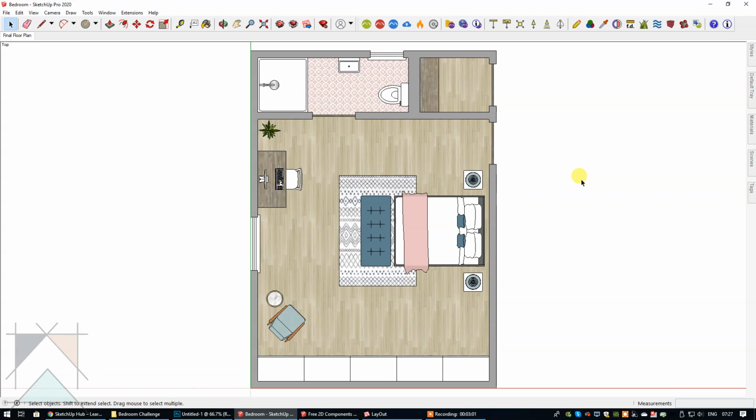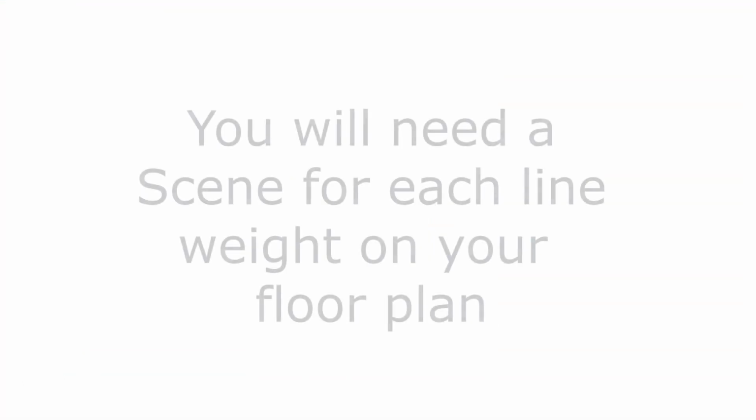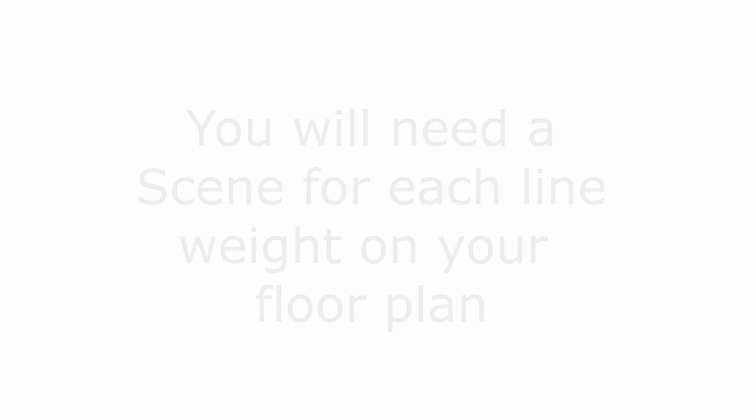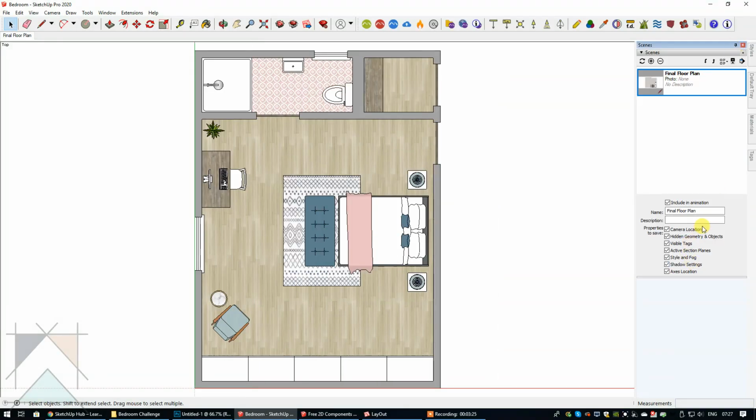Anyway, I'm going to create two new scenes because I want to illustrate two different line weights in my final floor plan when I present it to scale in Layout. So for every different size of line weight that you would like, you need to have a scene that corresponds with that. So I'm going to make the scenes tab active.